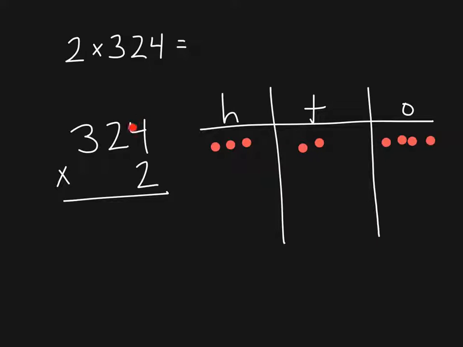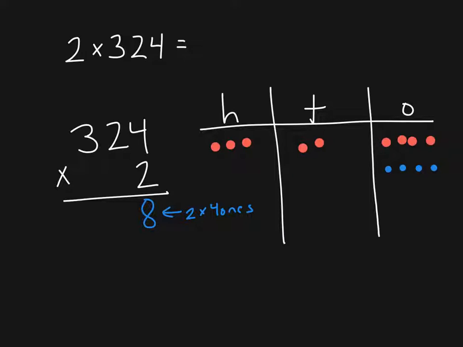So to solve this larger multiplication problem, I'm just going to solve one place value column at a time. I'm going to multiply my ones by 2, my tens by 2, and my hundreds by 2, and then add them up to get my final product. So when I multiply my 4 ones by 2, I end up with 2 equal groups of 4 ones. So altogether that is 8 ones. So my 2 times 4 ones is equal to 8.